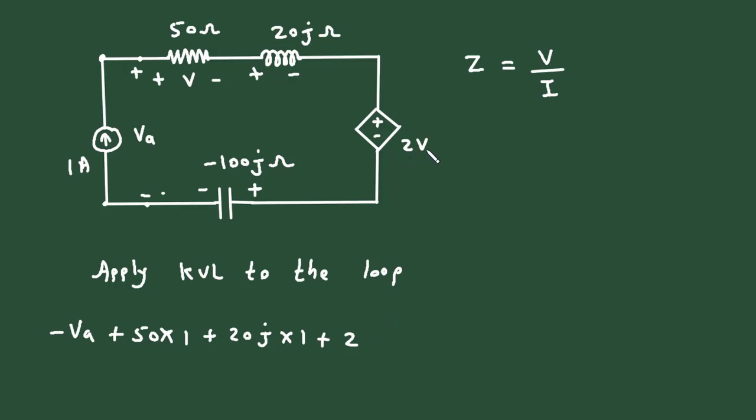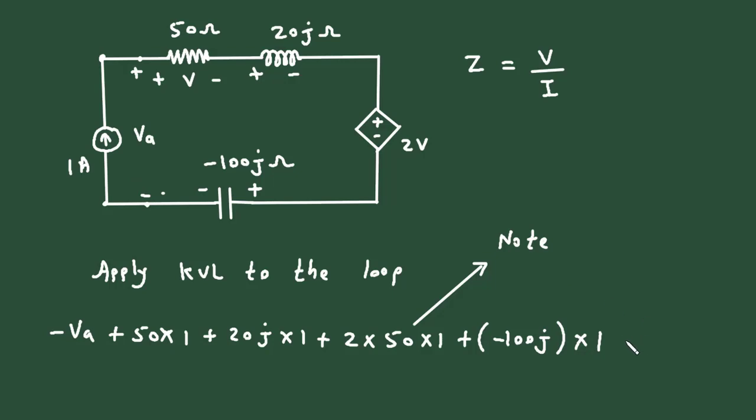Now here this is voltage V. This voltage V will be 50 multiplied with 1. So instead of this V, we can write 50 into 1. Here, remember this point or take a note of this. Then plus minus 100j multiplied with again 1 ampere is equal to 0.